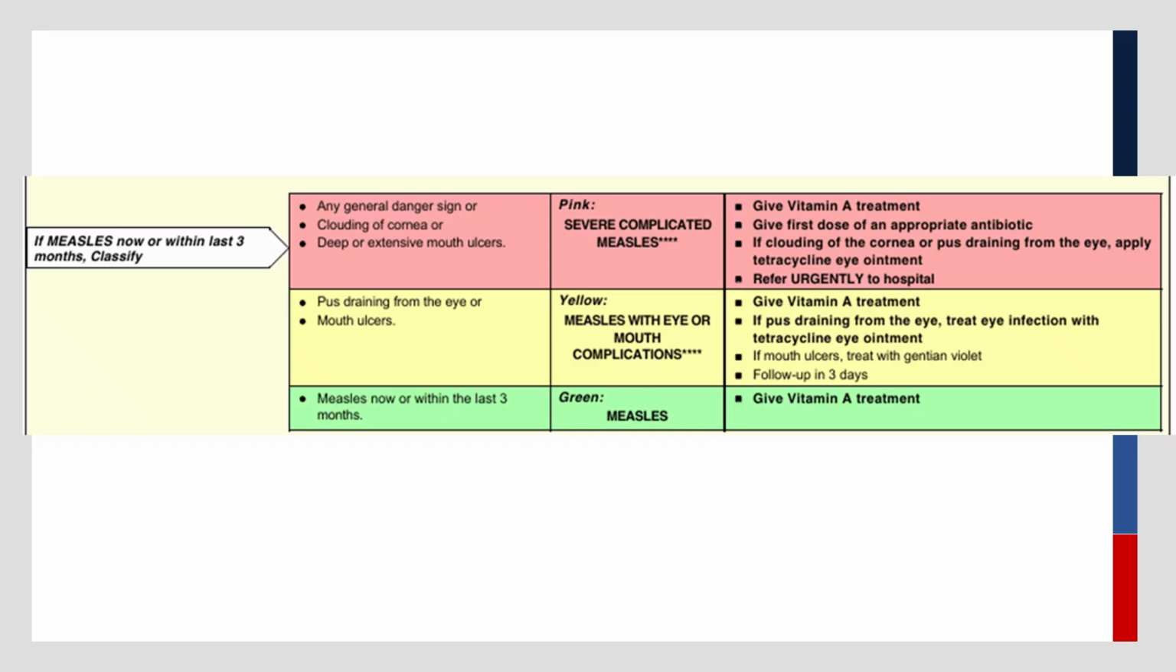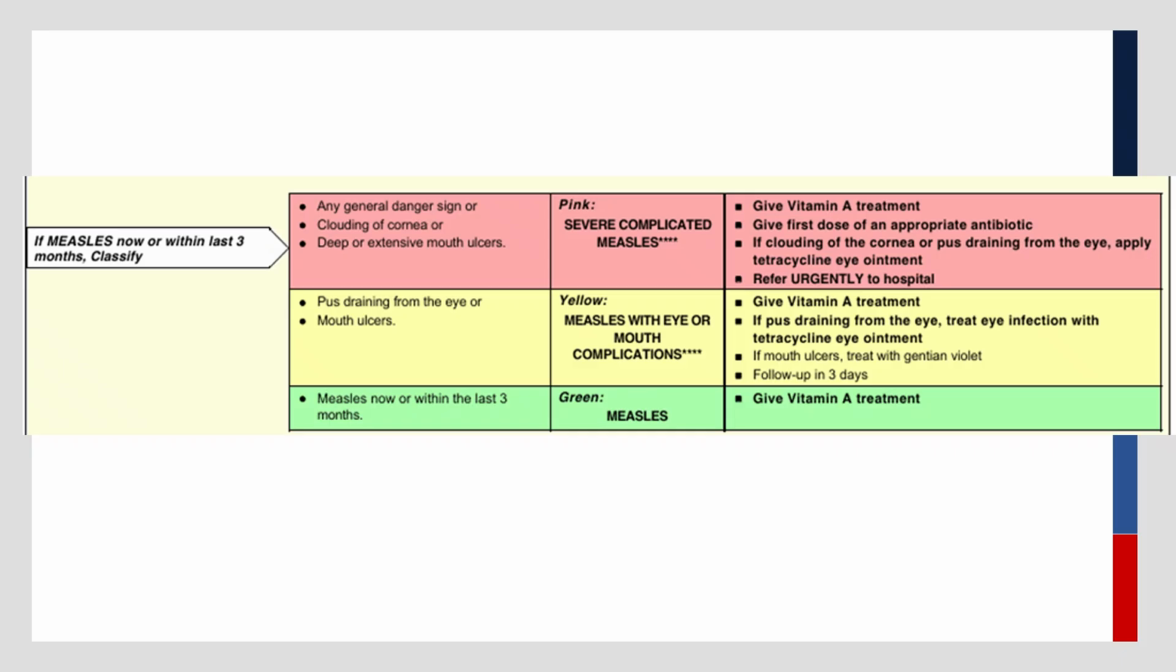Again, with every measles case, you're going to give the child vitamin A. And for pus, you have to give tetracycline eye ointment. If there are mouth ulcers, give the child gentian violet to be applied in the mouth and follow up the child in 3 days. With follow-up, again, explain the red flags to the mother, that is, when she is supposed to come urgently to the hospital if anything like that happens.